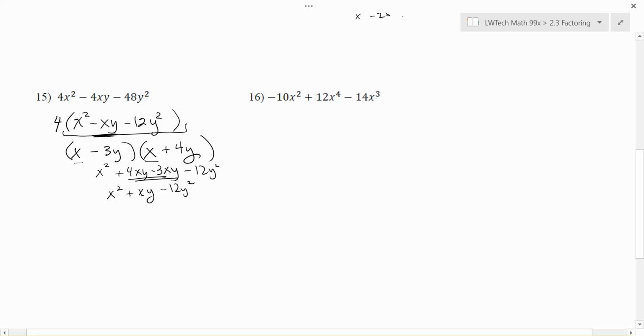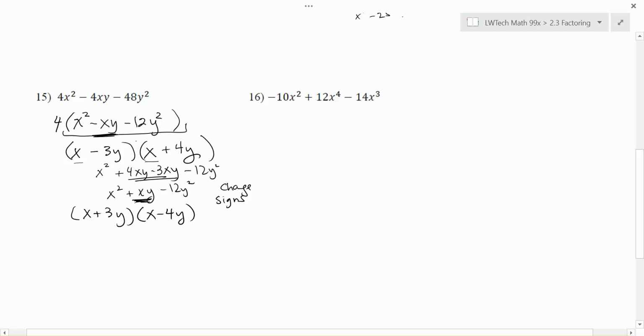Notice that here we have a minus xy and here we have a plus xy, so we can change the signs to get those middle terms to match, because the middle terms were only off by a positive or negative. So we're going to change the negative 3y to be plus 3y. We're going to change the x plus 4y to be x minus 4y. And if you double check now, we'd get x squared minus 4xy plus 3xy, which combines to give me a negative 1xy, and then the minus 12y squared at the back.